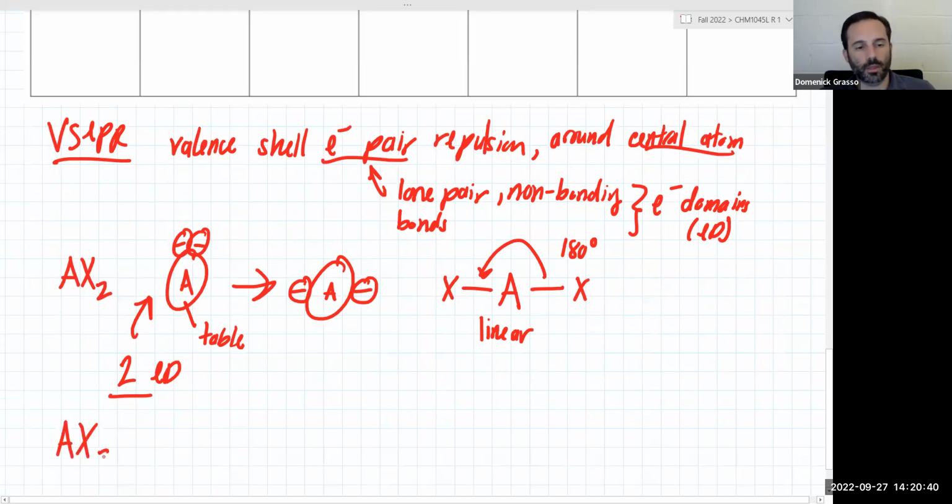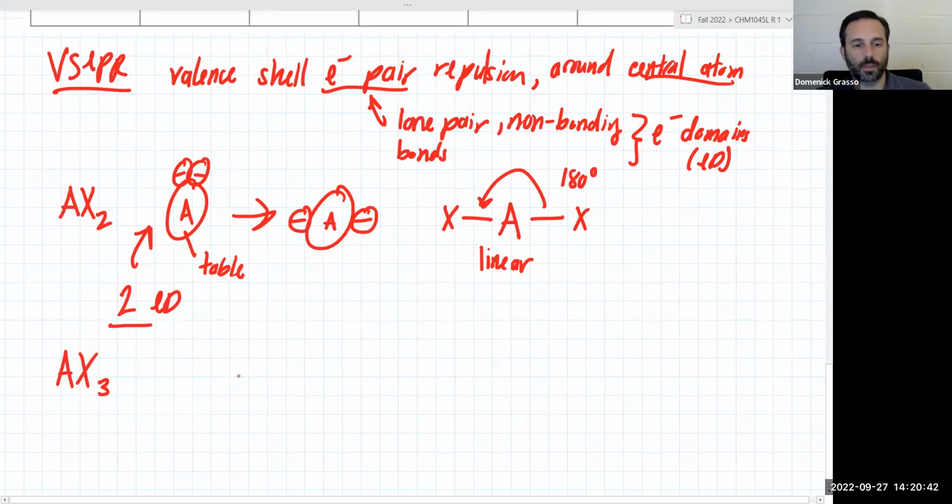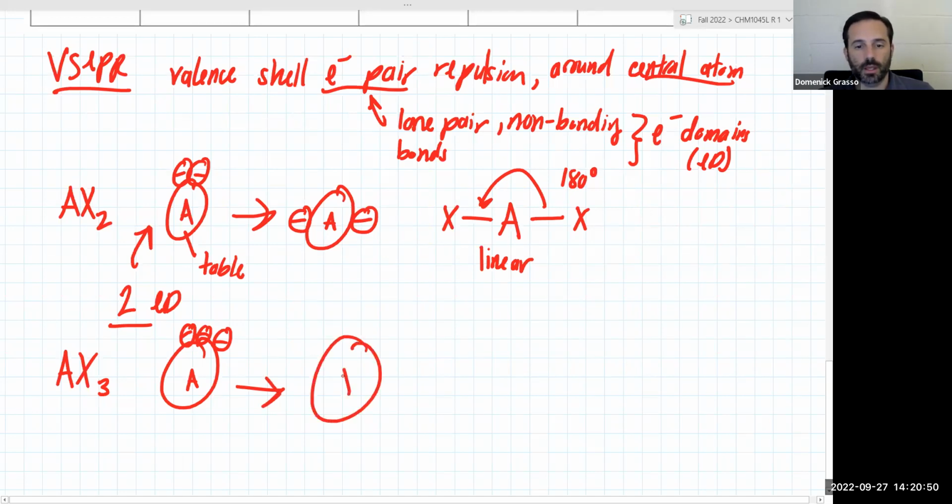Let's say I've got three things around it. I've got a table. I've got these three regions of electrons pushing around the table.